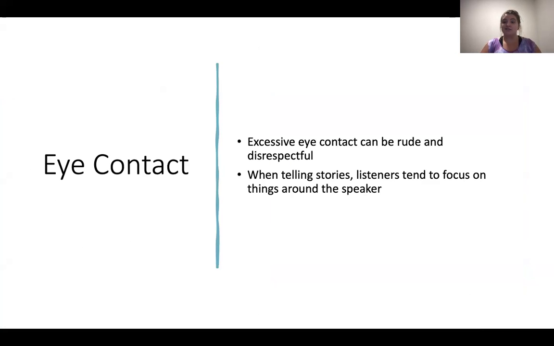Eye contact is a big thing, especially to the Cherokee. Excessive eye contact can be rude and disrespectful. And when telling stories, the listeners didn't really focus on making strong eye contact with the storyteller. They focused more on their forehead, their necks, or their shoulders, which today, somebody not having eye contact with somebody, we kind of see it as being sketchy and dismissive.